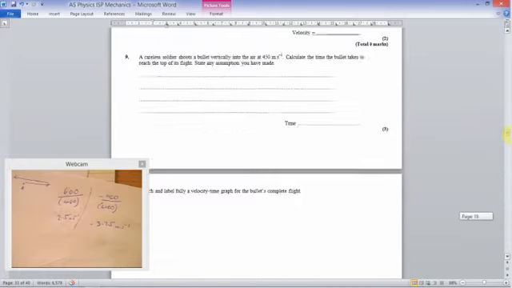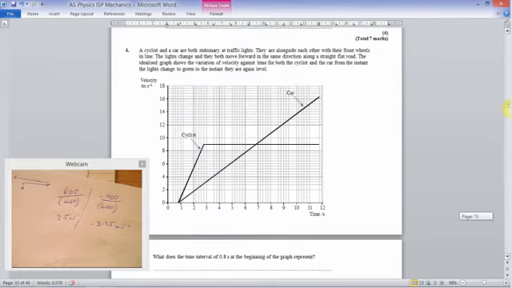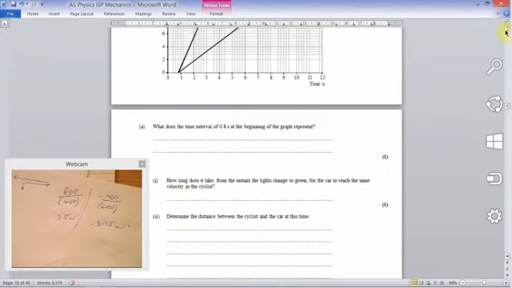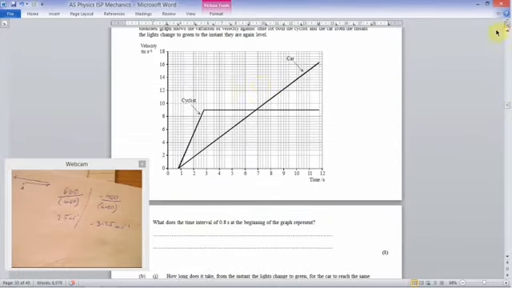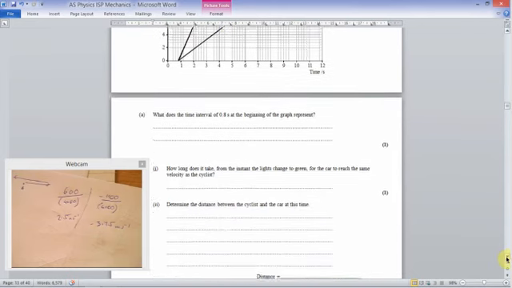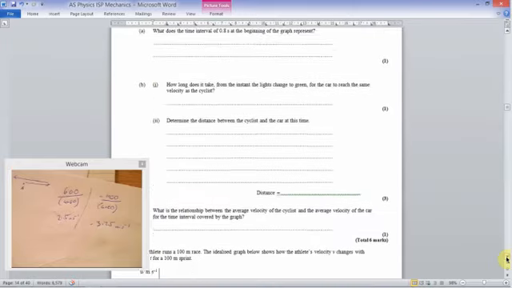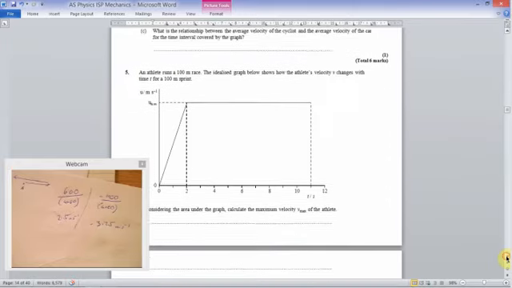Let's get back to the question. So if you figure out the area under both of these, they'll be identical. Okay, so if you figure out the area under this and the area under that, they're identical. So it's taking the same amount of time to reach the same distance. Therefore the average velocity must be the same.